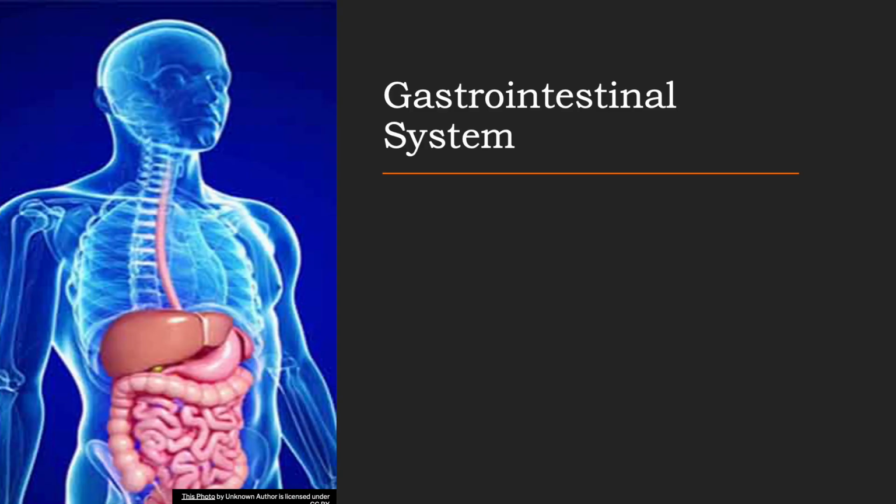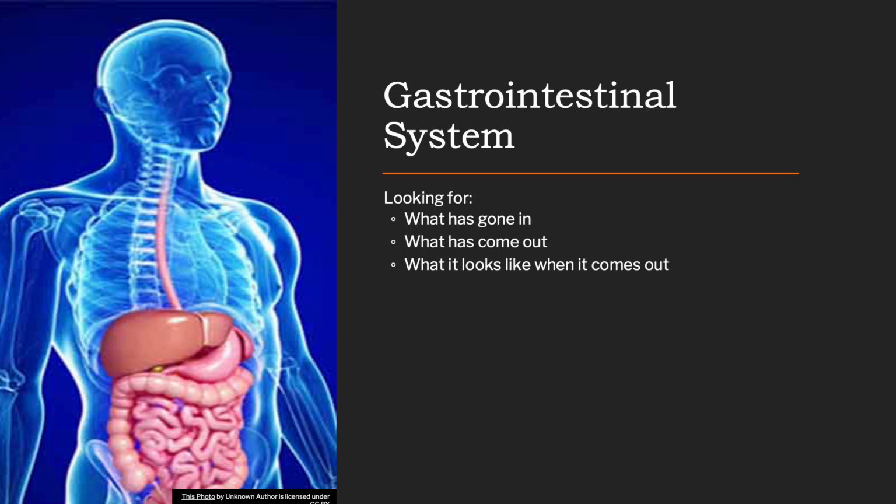All right, next is going to be your GI tract. So, when we talk GI, we're looking for what's gone in and what's come out. So, have they had a recent bowel movement? Have they had a normal amount of urine? And then what does it look like when it comes out? Did they have diarrhea? Is there blood in it? Things like that. We want a history.